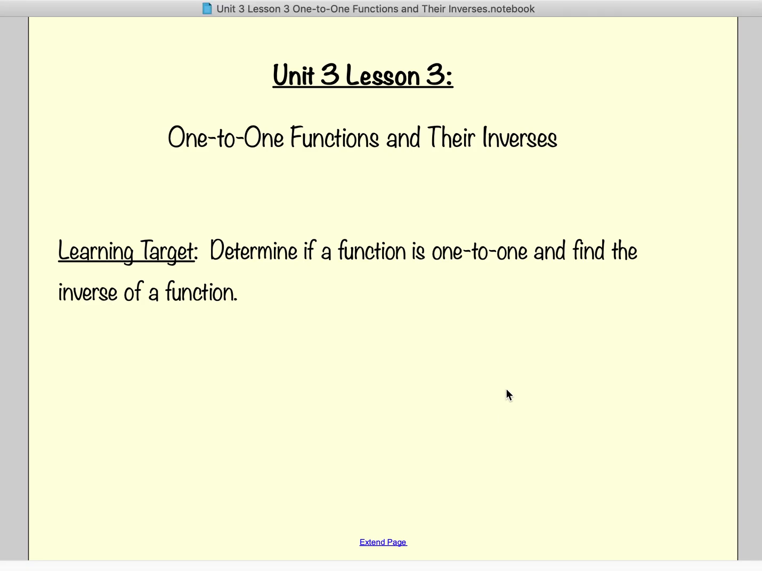Hello everybody, we're going to go ahead and look at Unit 3, Lesson 3 today, one-to-one functions and their inverses. So today we're going to determine if a function is one-to-one and find the inverse of a function.